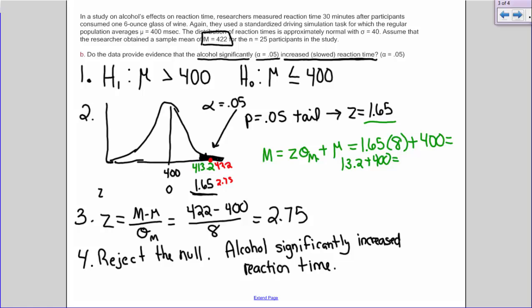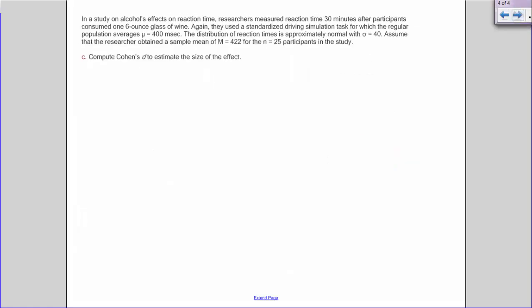Now let's go ahead and figure out the so what part of this, right? The practical significance. We know it's statistically significant, but Cohen's d will tell us the effect size. So the formula for Cohen's d is simply the sample mean minus the population mean divided by the population standard deviation. So with Cohen's d, that gives us a nice measure that we can compare to an evaluation of effect size to determine if this effect is small, medium, or large.